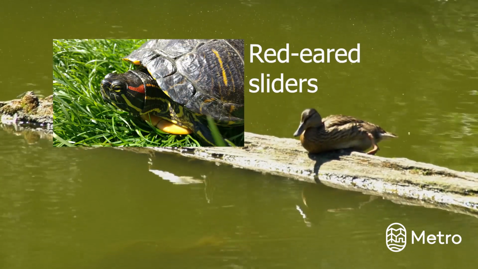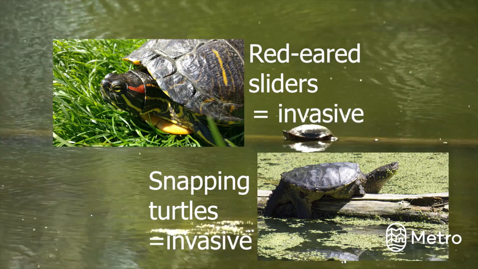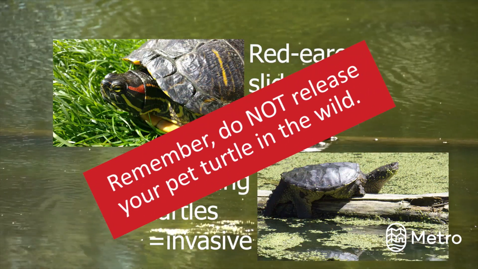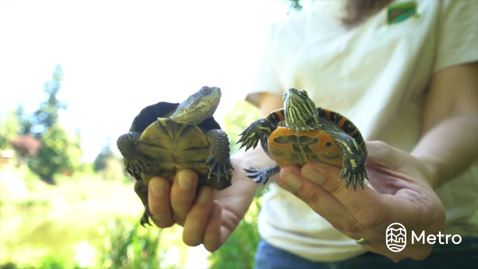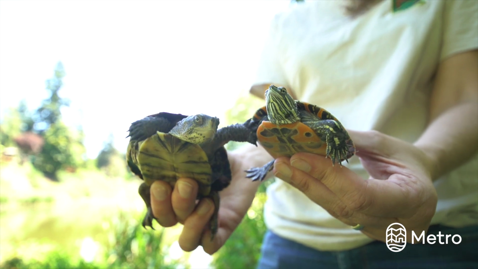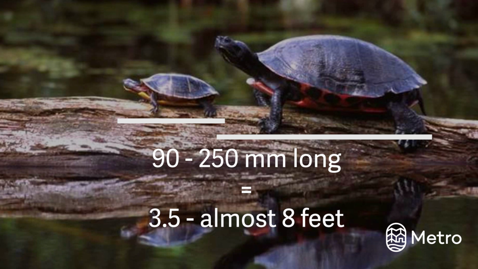It also has red-eared sliders and snapping turtles, but they're invasive, which means this isn't their natural habitat and they were brought in from somewhere else. Painted turtles are brightly marked. They have relatively flat upper shells with red and yellow markings and can range from 90 to 250 millimeters long.